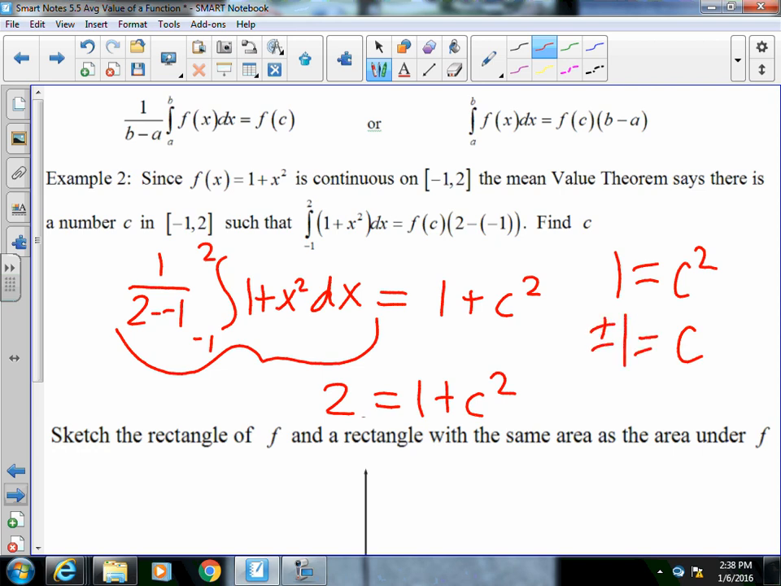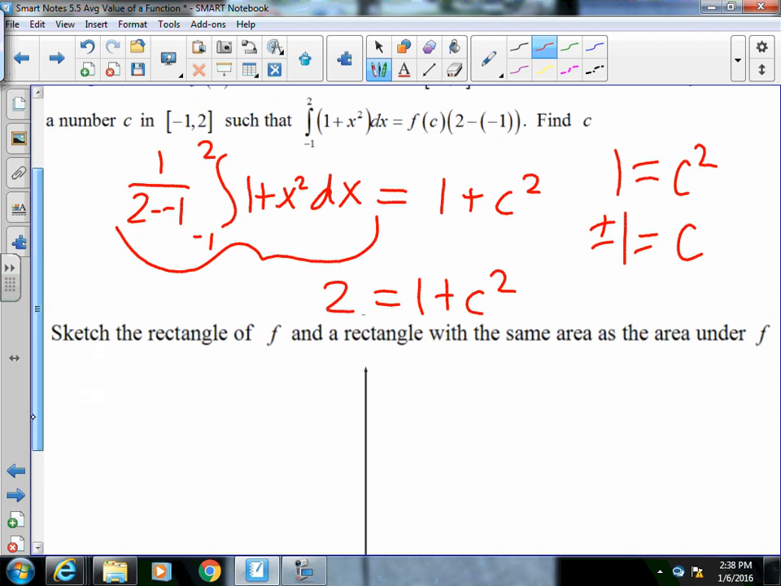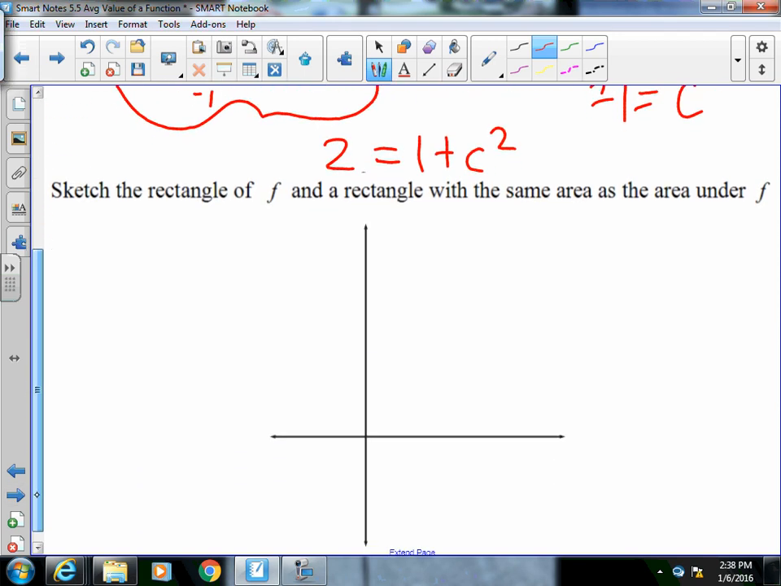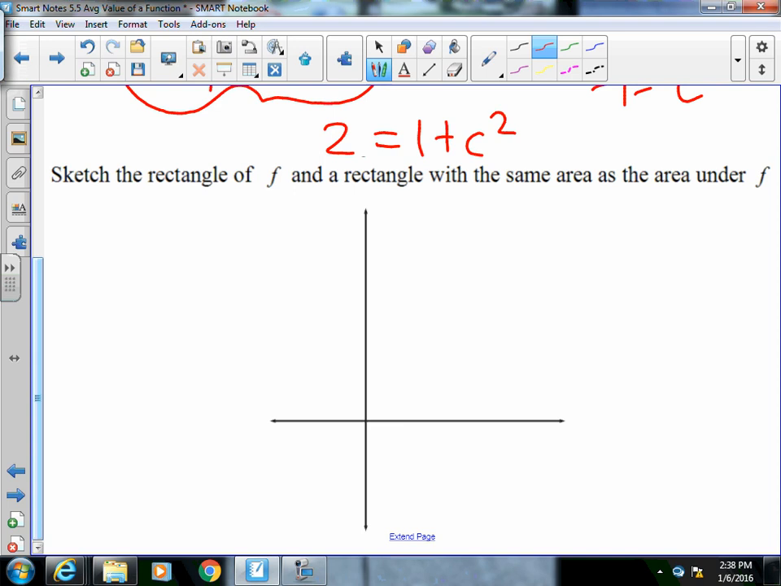Now, let's see how that goes. Our function, 1 plus x squared, we sketch this, and it looks like this. What we mean by this, when f of c is 2, means that at negative 1 the value is 2. At 1, it's 2.